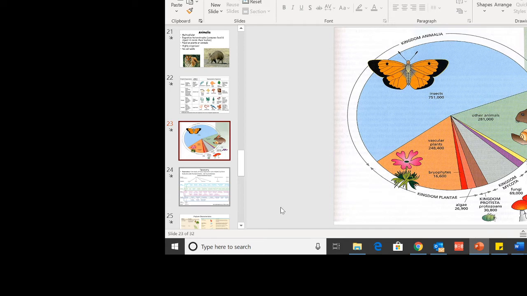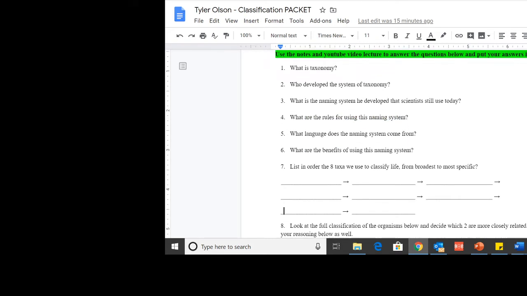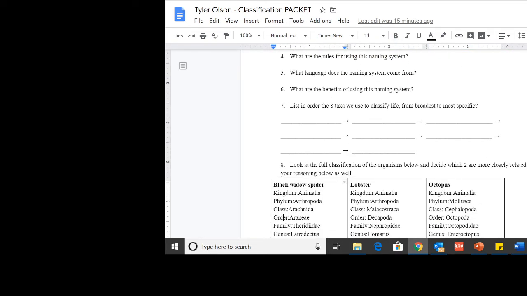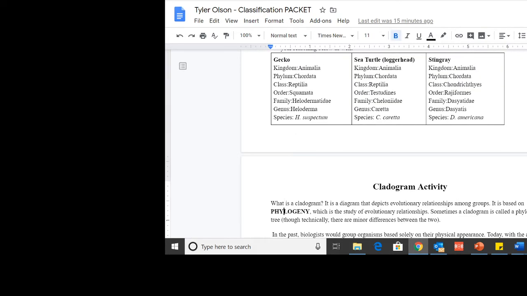That is the first part of your assignment. If we click over to that and look at your assignment, you'll notice it says, what is taxonomy? Who developed it, right? These are coming right out of your notes. What is the naming system, right? What rules are there, okay? So on and so forth. And so this first part, these first 8 or 9 questions come right out of your notes.